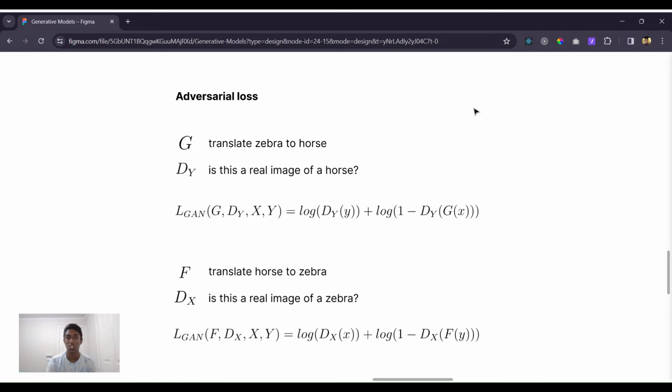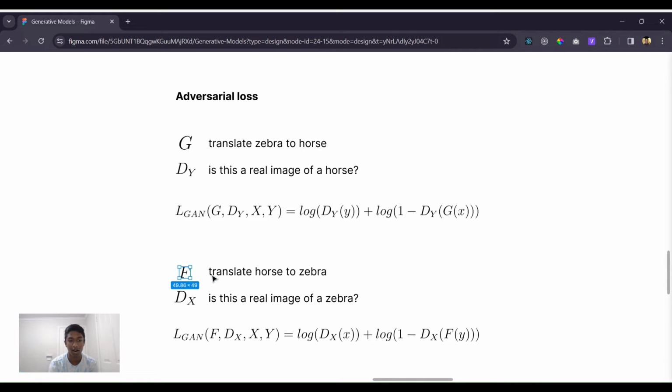Now let's talk about the loss functions of these networks. Since we have two generators and two discriminators, we're also going to have two adversarial losses. G and D of Y are competing against each other, and this is the loss function of these two competing networks. If you've watched the previous videos on the pix2pix architecture and the GAN architecture, this will be familiar to you, so I'm not going to go through it again.